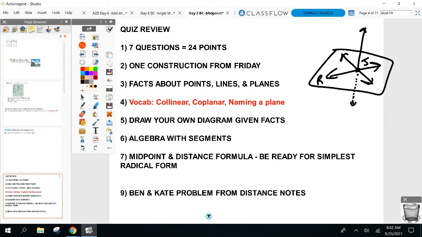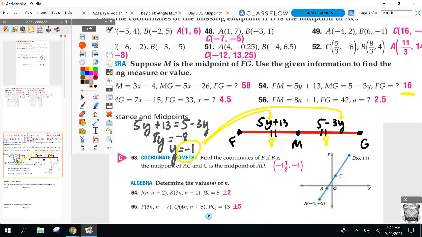Algebra with segments. Kayla actually just asked the question about this on homework. Where is it? That's what I mean by algebra with segments. Okay, set up an equation, solve for the variable, plug it back in to answer the question. Is it necessarily going to be a midpoint question? No. It could be add the 2 segments up and set it equal to the whole segment. All right, but that's what I mean with algebra with segments. Set up an equation based on the facts I give you, solve it for the variable, plug it back in to get my final answer.